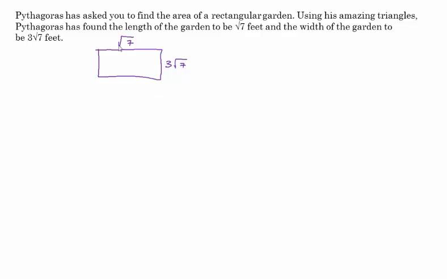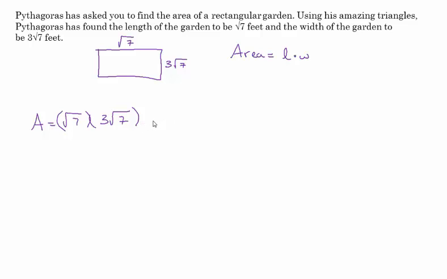And we need to find the area of that rectangle. Now remember, area is equal to length times width. So I need to find the area, and that is going to be the square root of 7 times 3 times the square root of 7.